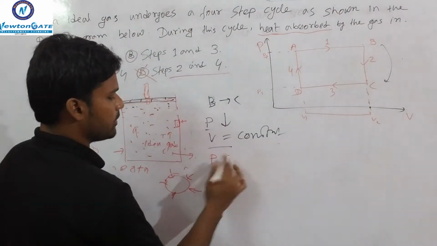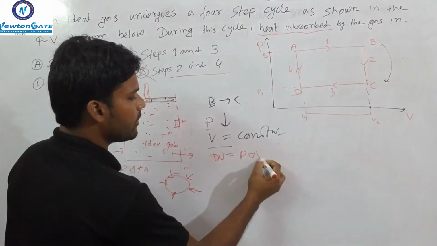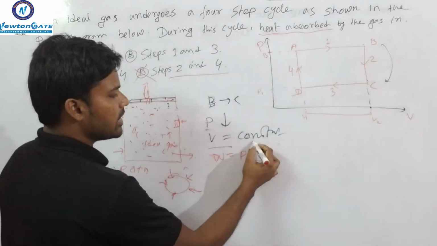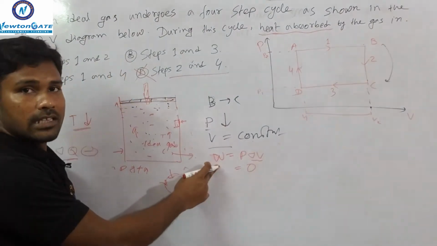That means P decreases, V is constant. That means W equals P into del V, that is the change in volume here. V is constant, so the change in volume is 0. That means W is 0. So the work done by the gas is 0.